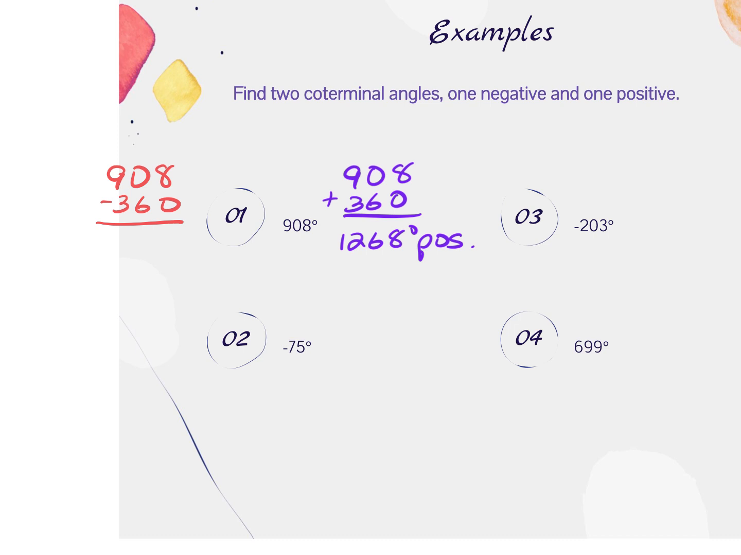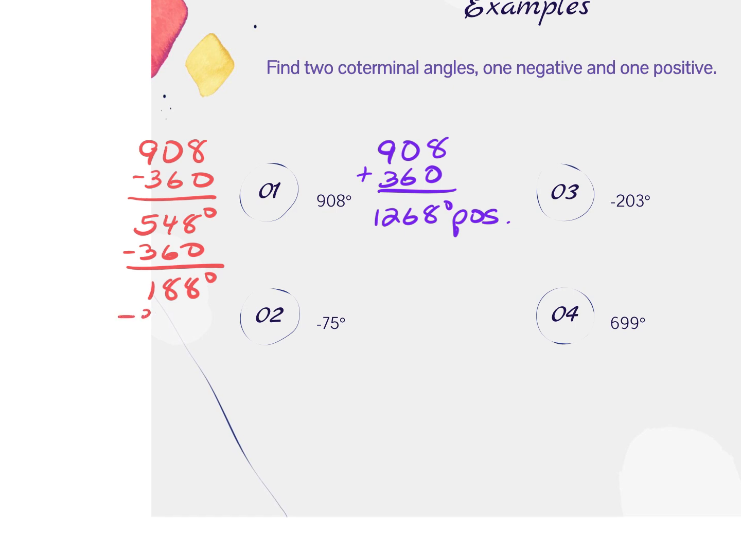So 108 minus 360, 548. It's still positive. This could have been my positive answer. I didn't necessarily have to add 360. I still need to subtract another 360. I still need to get a negative number here. Once I do that, I get 188. I'm still positive, so I've got to do it one more time.